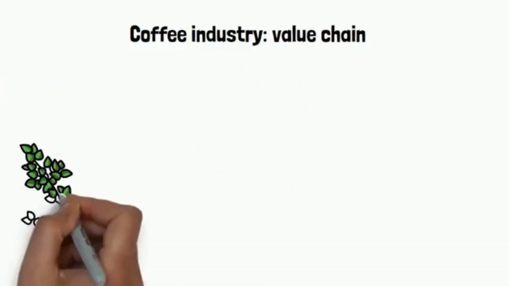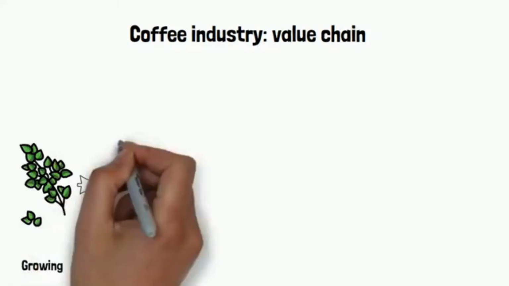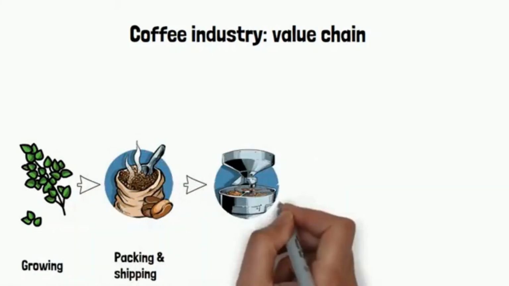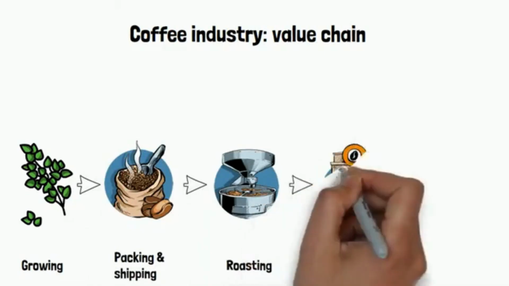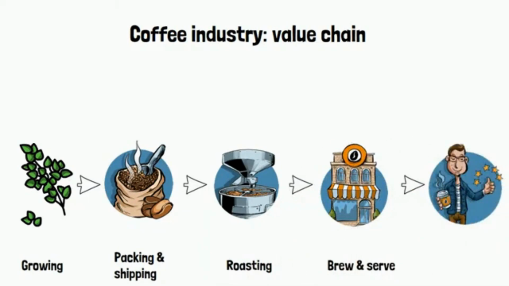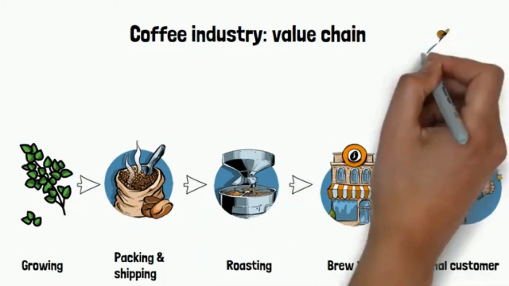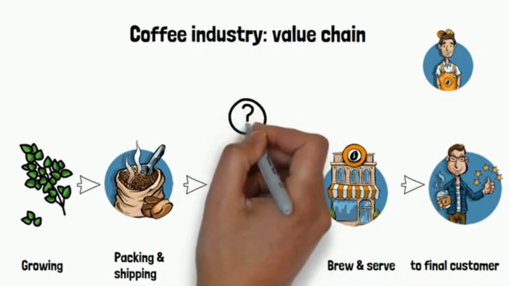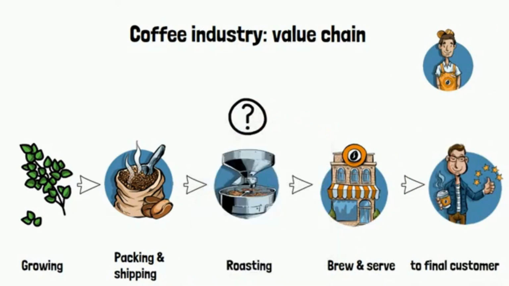The process starts with farmers who grow coffee plants and harvest the beans. These are then packed and shipped before they are roasted in a roasting machine. Finally, the beans are used to make coffee, for example in a coffee shop where it is served to customers. If you are a coffee shop manager, you need to decide if you want to buy in coffee beans that are already roasted or if you invest in a machine and roast your own coffee beans.